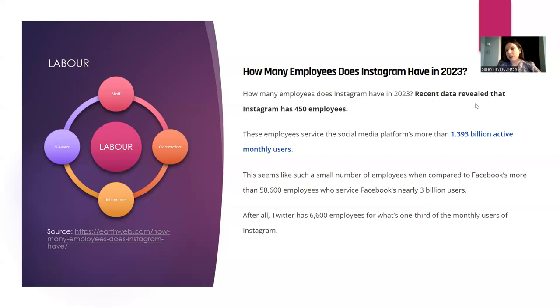This is the figure that it quoted: recent data revealed that Instagram has 450 employees. Personally, I think it is probably higher, but since I wanted to get a source for you that you could rely on, I would say this recent data probably refers to a 2022 figure, but let's stick with what we've got. And these employees service the social media platform's more than 1.3 billion active monthly users. That, of course, is now higher as well.